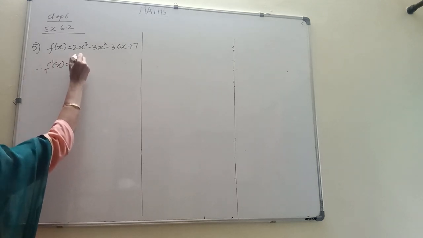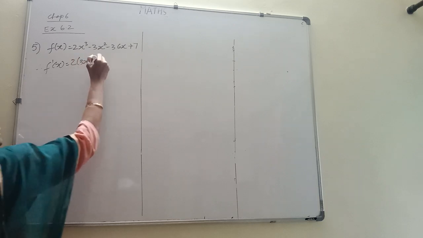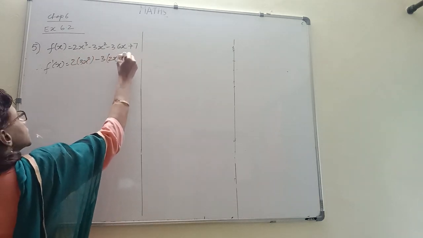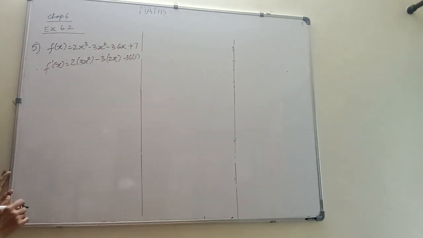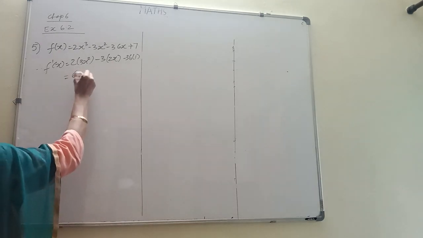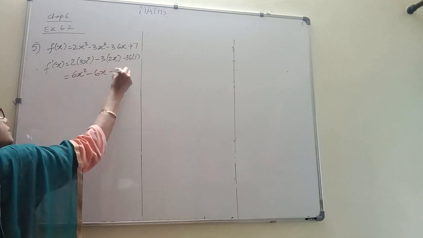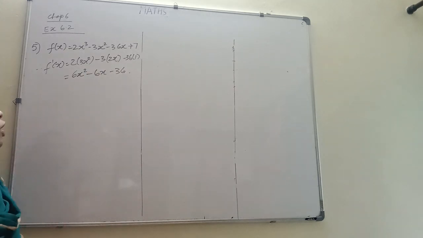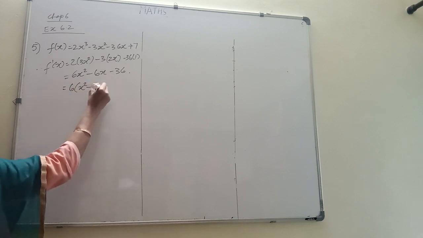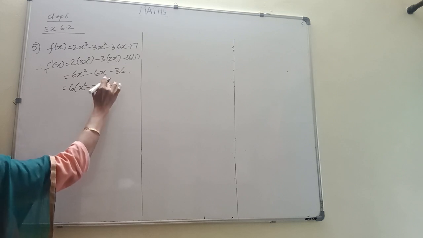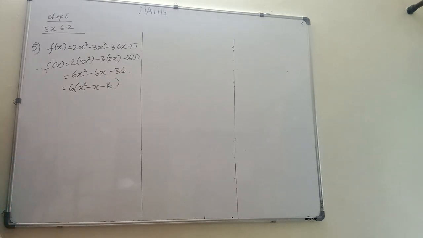Let's take the derivative. X cubed derivative 3x squared, x squared derivative 2x, x derivative 1. 7 is a constant, so no derivative. So it is 6x squared minus 6x minus 36. That's the f dash x that we're getting. Or actually, if we are a little watchful, we could write it as 6 times x squared minus x minus 6. Yeah, 6 is common, so we can keep it like that.